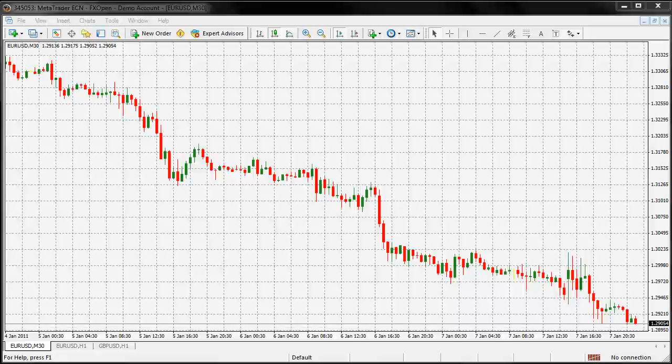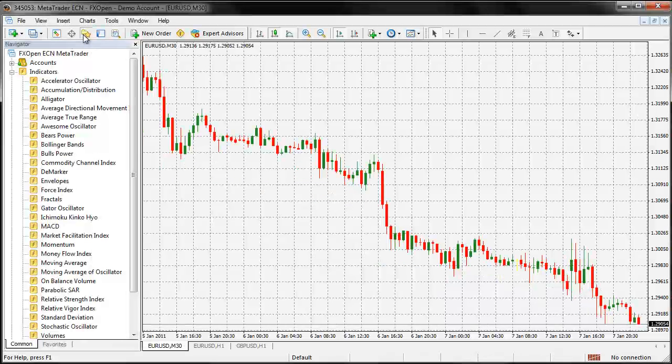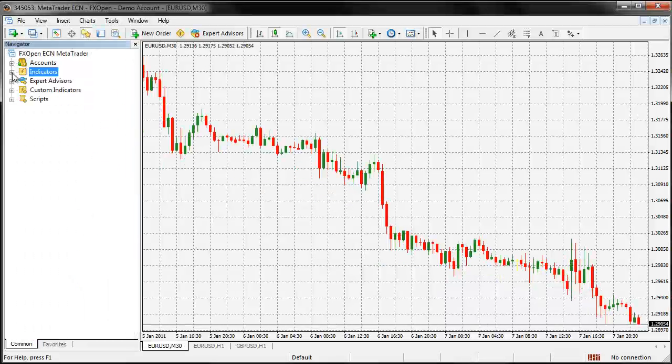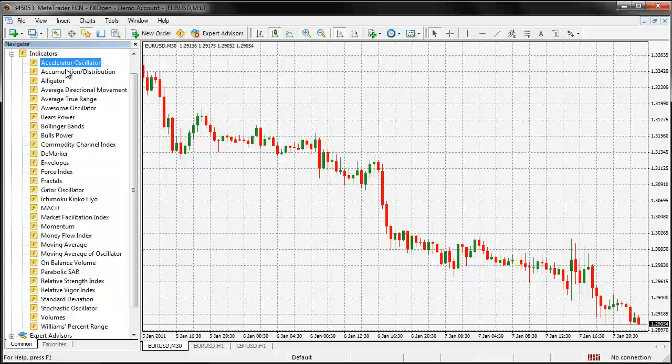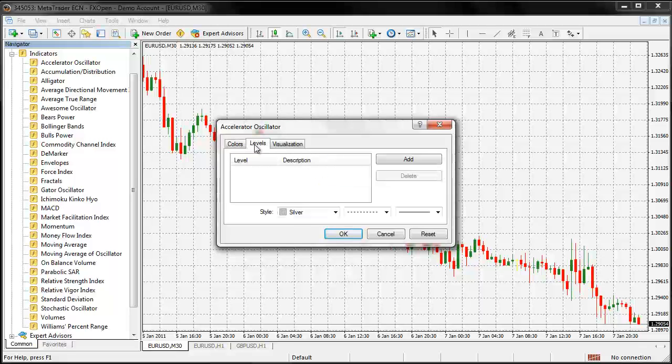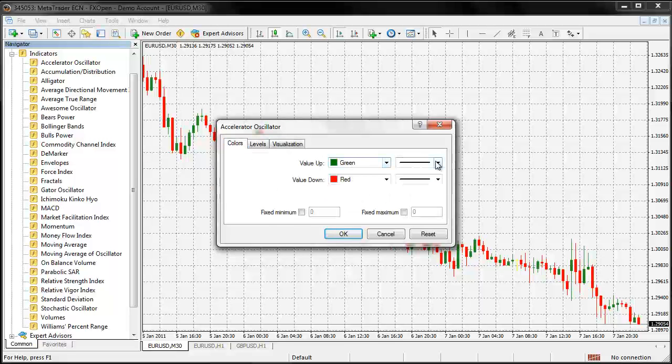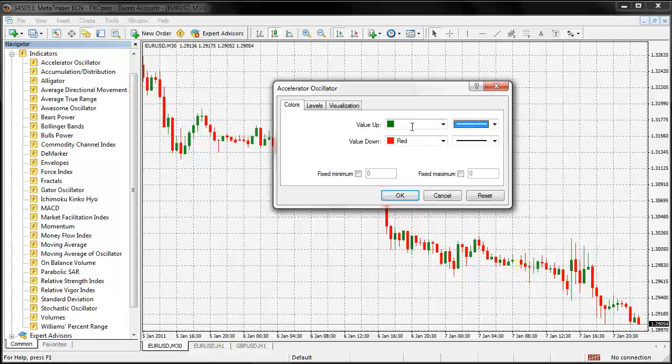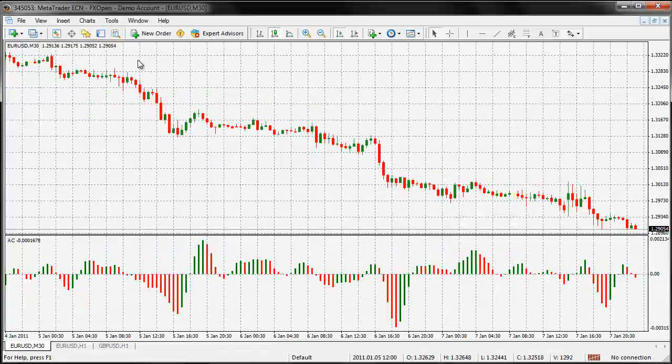Alright, let's go back to our navigator area, and open the indicators list, navigate to the accelerator oscillator. Make sure the thickness on the right hand side is set to the second one if you haven't done that already, and just leave the colors as they are and click on OK.